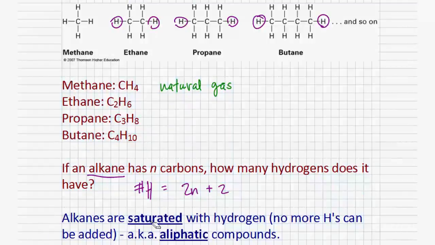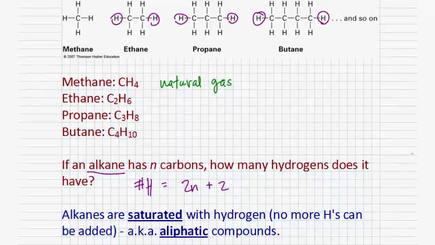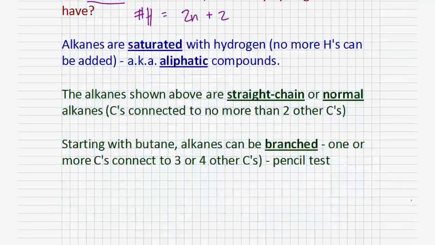A way of classifying alkanes is to say that they are saturated with hydrogens, meaning of all the places where hydrogens could possibly be bonded, the molecule is filled up with hydrogens. So all of carbon's available valences are filled with hydrogens. There is no way that we could get any more hydrogens into this molecule, in other words. Sometimes those are also called aliphatic compounds. So the ones we showed above are called straight chain alkanes.